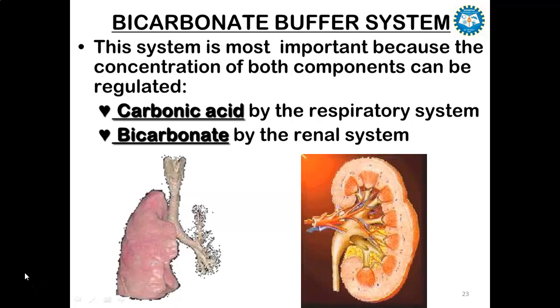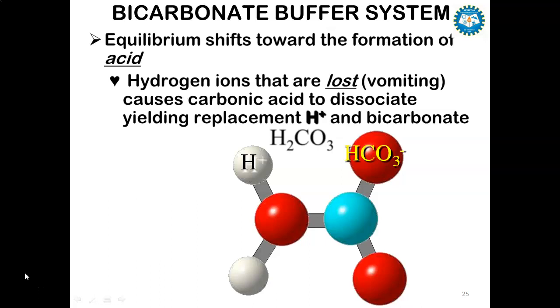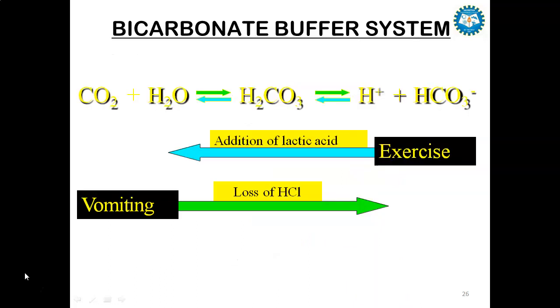In the bicarbonate buffer system, carbonic acid is controlled by the respiratory system, and bicarbonate by the renal system. H2CO3 will be separated into H+ and HCO3-. Hydrogen ions generated by metabolism or ingestion react with bicarbonate base to form more carbonic acid, and the bicarbonate buffer solution equilibrium shifts towards the formation of acid. When hydrogen is lost, for example through vomiting, carbonic acid dissociates, yielding replacement of hydrogen and bicarbonate. So that is the bicarbonate buffer system.